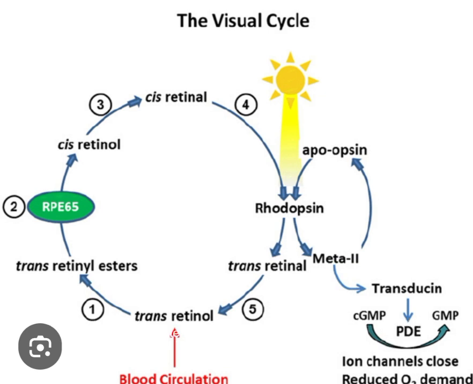3. Bleaching of visual pigment. During this process, rhodopsin and other photopigments are bleached, meaning they are no longer able to respond to light until the chromophore, retinol, is restored.